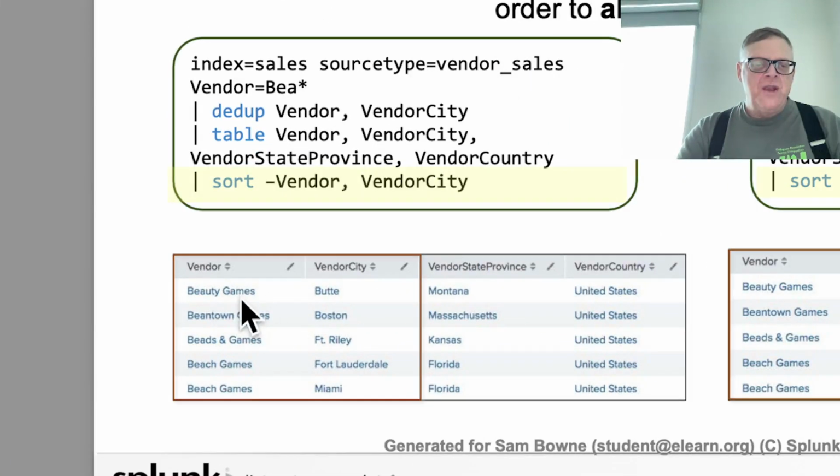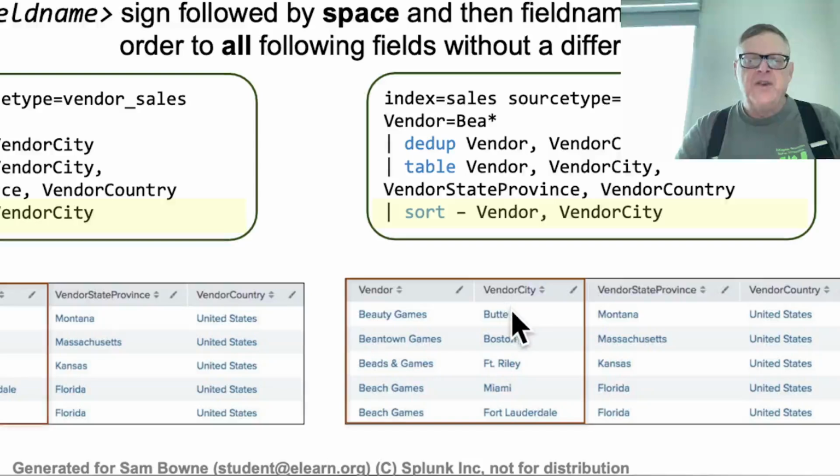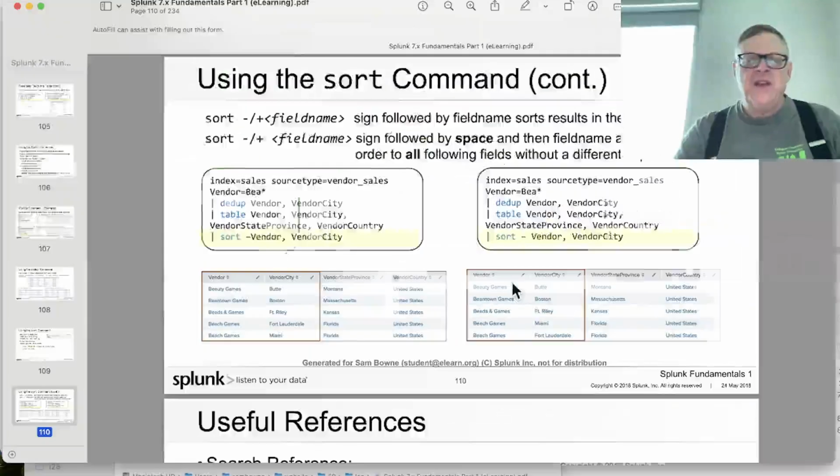So the vendor should be going up, oh, negative, down alphabetically. So beach and beauty, right, it's negative alphabetic, and this is positive alphabetic. And if you put a space after the sign, it'll apply to all future fields. So here's the same thing as the one before, as far as I can tell.